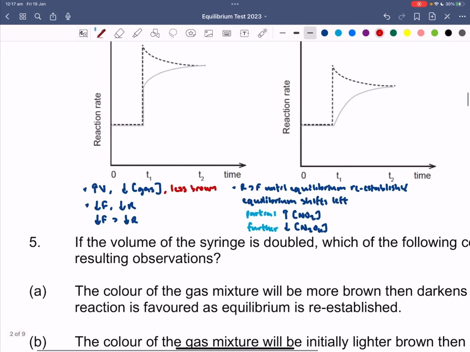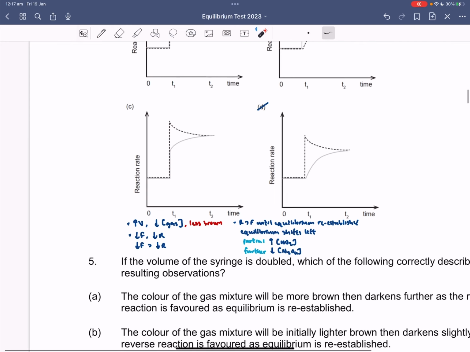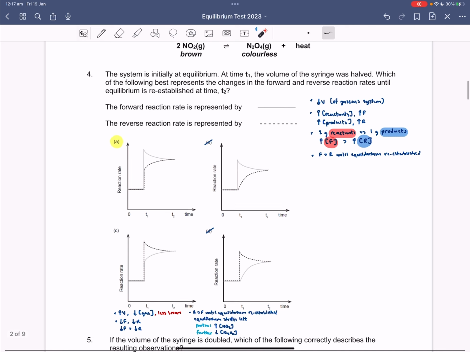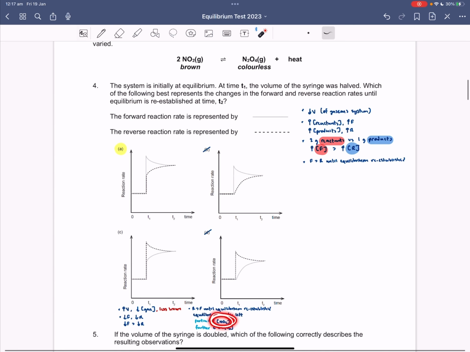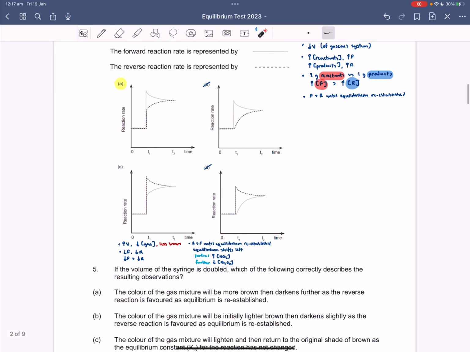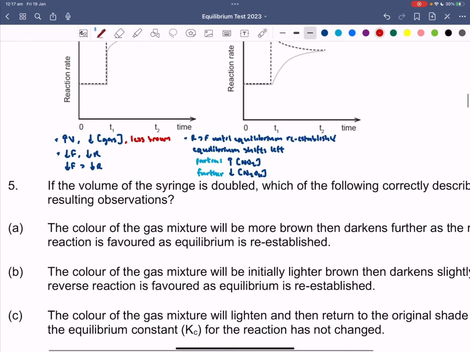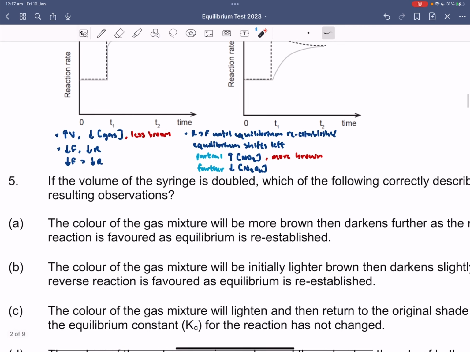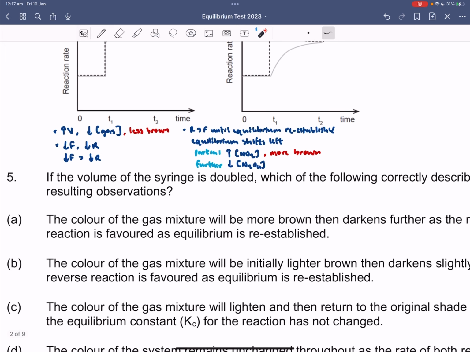All right, and then because we had an increase in the concentration of NO2 and a decrease in the concentration of N2O4, this one's going up, this one's going down, and basically what that means is that caused it to become more brown until equilibrium re-established. So immediately it became less brown, and slowly it became more brown till equilibrium was re-established. So let's check which options are consistent with that.